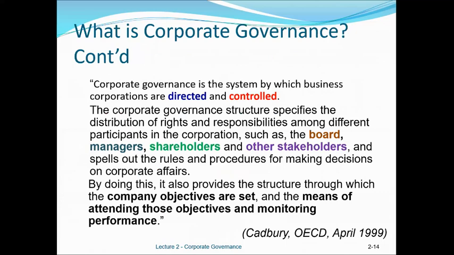Now, corporate governance is the system by which corporations are directed and controlled. The corporate governance structure specifies the distribution of rights and responsibilities among different participants in the corporation, such as board, managers, shareholders, and other stakeholders, and spells out the rules and procedures for making decisions on corporate affairs. By doing this, it also provides the structure through which the company objectives are set and the means for attaining these objectives and monitoring performance.